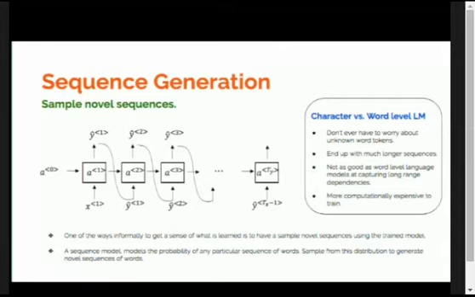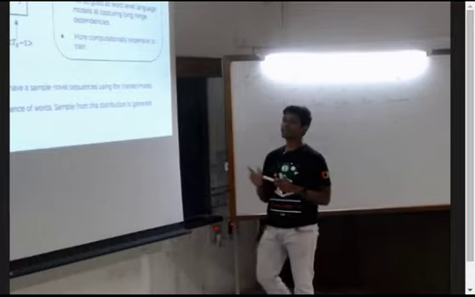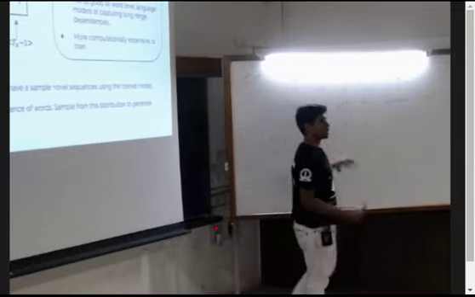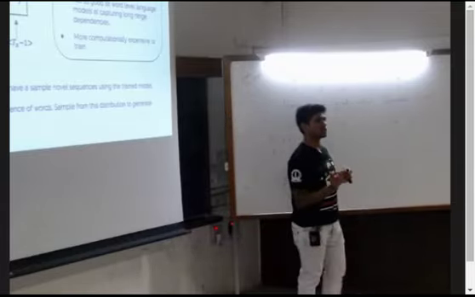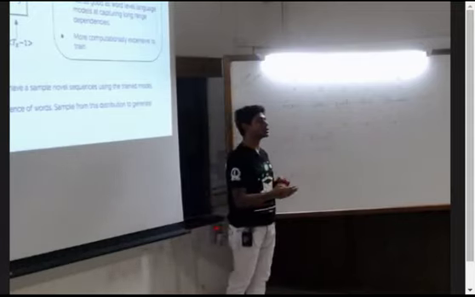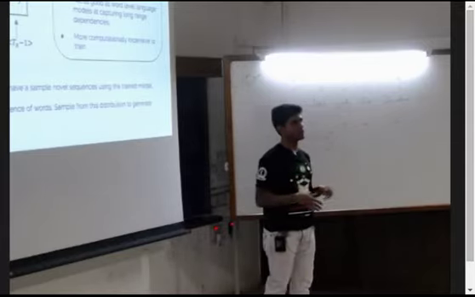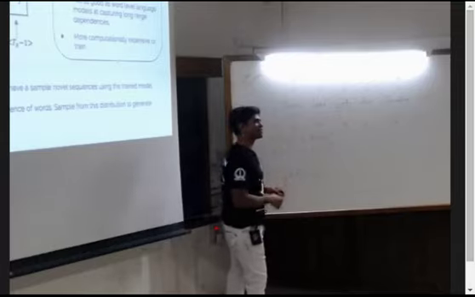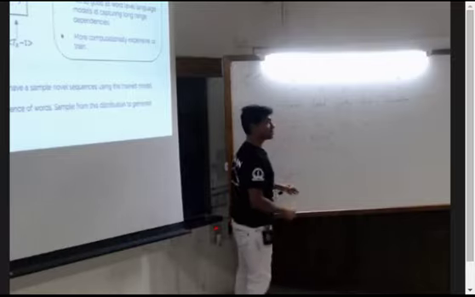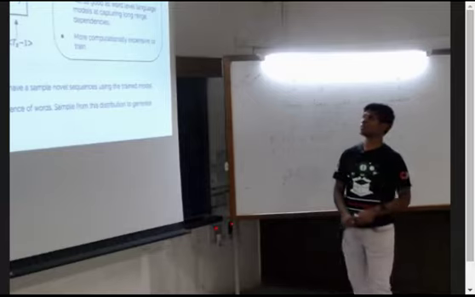There are pros and cons of this character level language model over the word level language model. The advantage is that in a word level language model, you have to deal with unknown tokens. But in a character level language model, your set of characters is fixed, right? Say the alphabets, and then you include 0 to 9 and some punctuation. That's your entire vocabulary. And it's very unlikely that whatever comes in is outside your vocabulary. So this is one advantage of the character level language model. You don't have to deal with unknown words.